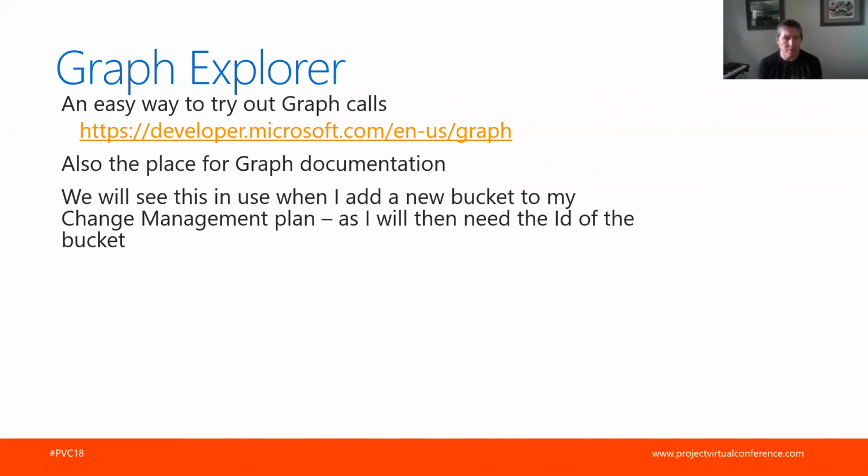What I'm going to be doing in the demonstration is I'm going to add a new bucket to my change management plan. There's something new that I want to know about. So I'm going to add a new bucket, and then I'm going to configure my solution to go off and get information related to that particular topic and pull it into that bucket in Planner. But for that, I need to know what the ID of that bucket is. And I can get that through Graph Explorer. So it's an easy way of pulling that information together and putting it into my configuration file.